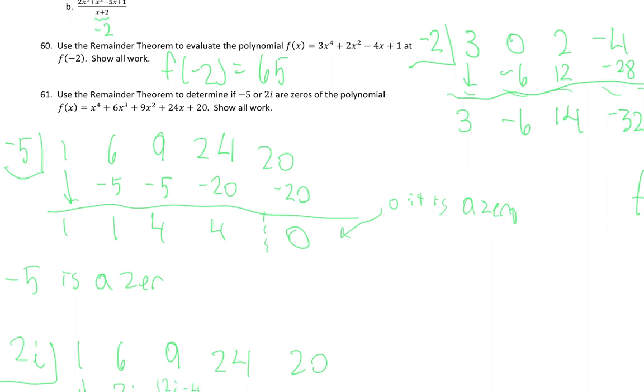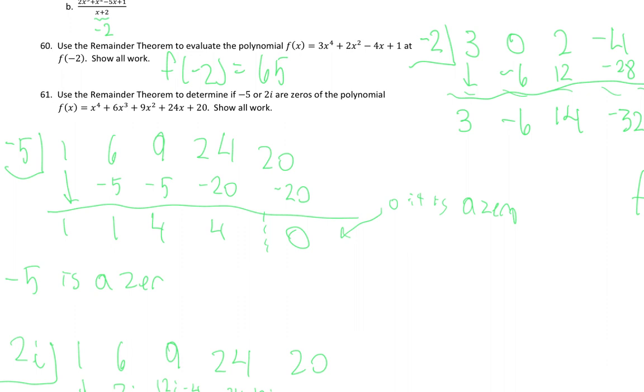12i minus 4. So we're going to get 12i plus 5. 12i plus 5 times 2i. Distribute again, 24i squared plus 10i. 24i squared is going to be minus 24 plus 10i. So we get negative 24 plus 10i. We add those together. 24 minus 24, those cancel. So we just get 10i.